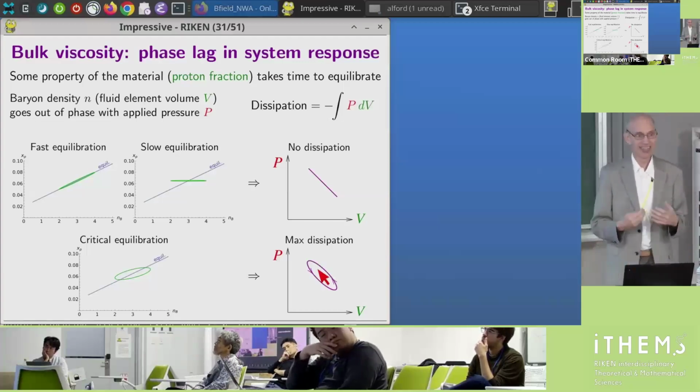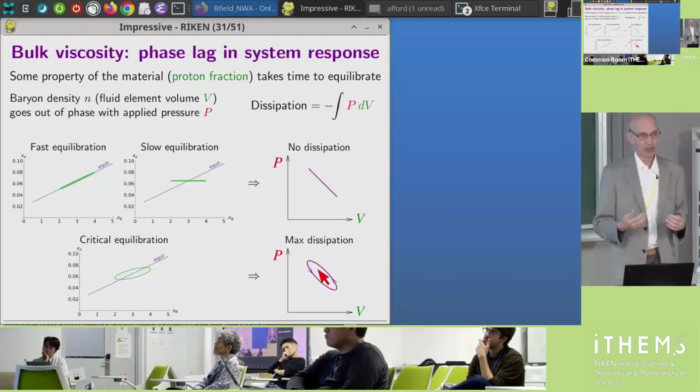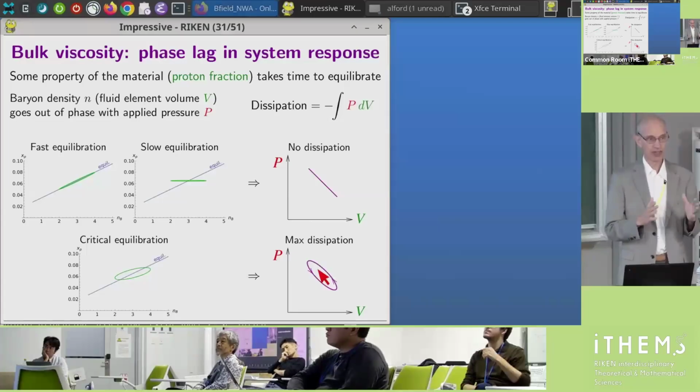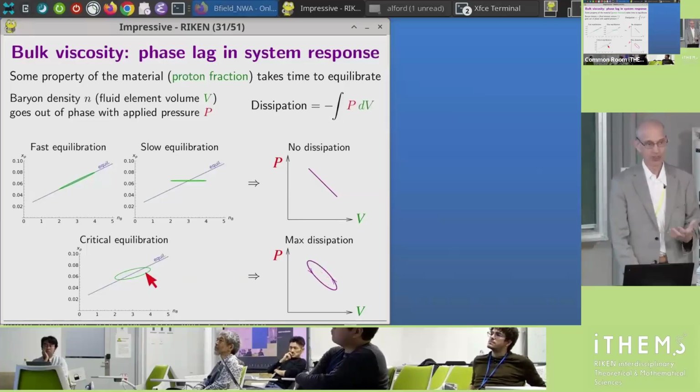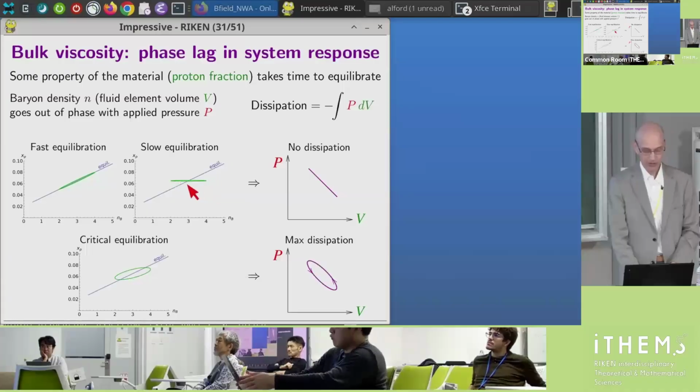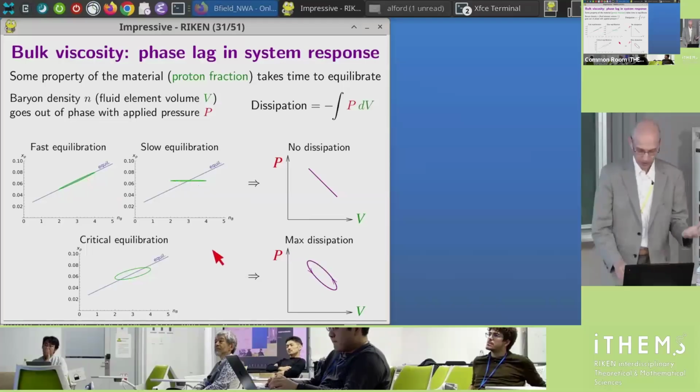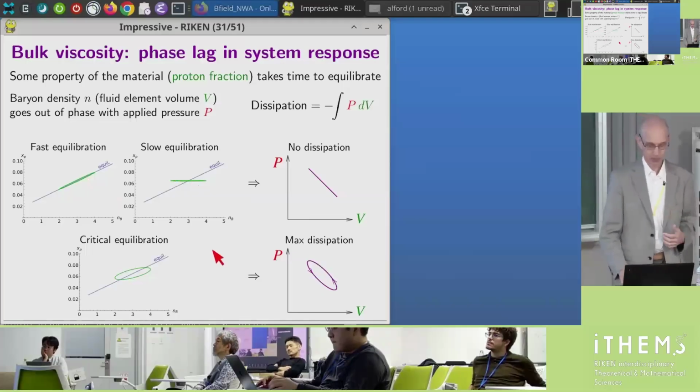It's the net PdV work that is done on a fluid element when it goes through one cycle of compression and uncompression. And you can see it's going to arise when you have this hysteresis, this delay in equilibration, that the fluid has some component that equilibrates slowly. Not too slowly, we'll see this later. If it equilibrates very slowly, then you're just going back and forth along a line and there's no dissipation. If it equilibrates very quickly, you're going back and forth along a line and there's no dissipation. Critical equilibration is when you see this effect, this bulk viscosity.